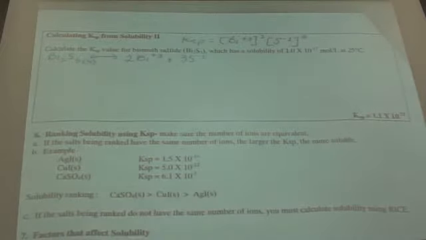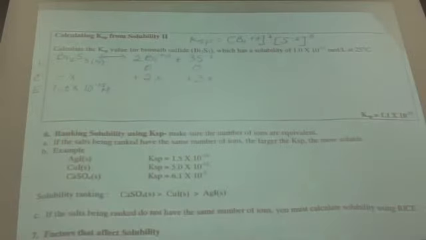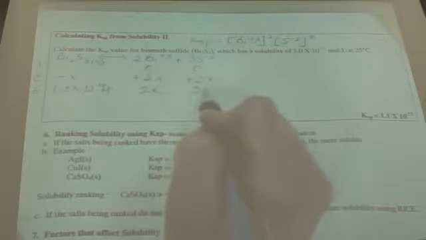We could do a Rice table. Let's do one: I, C, and E. The change that will occur is this will go down while this goes up in this fashion. And they tell us at equilibrium that we have 1.1 times 10 to the negative 15th molar. Okay, so far so good? So this is 2x and this is 3x.